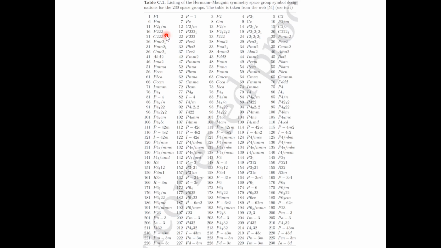both symmorphic and non-symmorphic. This is in Table C1 of our textbook, and you see that all groups have a specific number. So you can also specify a certain crystal structure by just saying the number of the space group, for example space group 134. So you know already that this corresponds to a certain Bravais lattice and a particular type of point group operation. This is a single notation that everybody uses. It's an international notation.